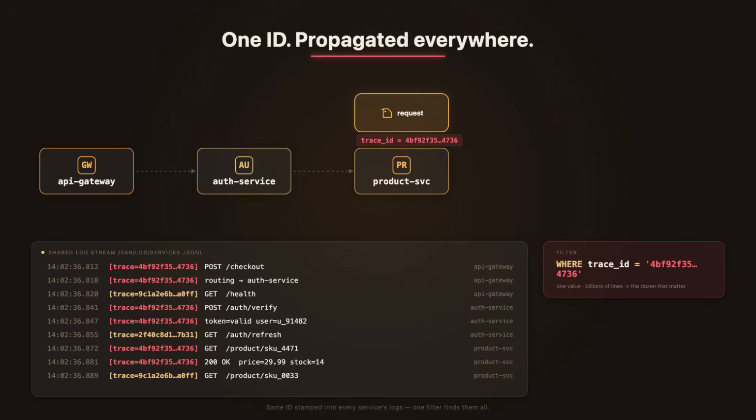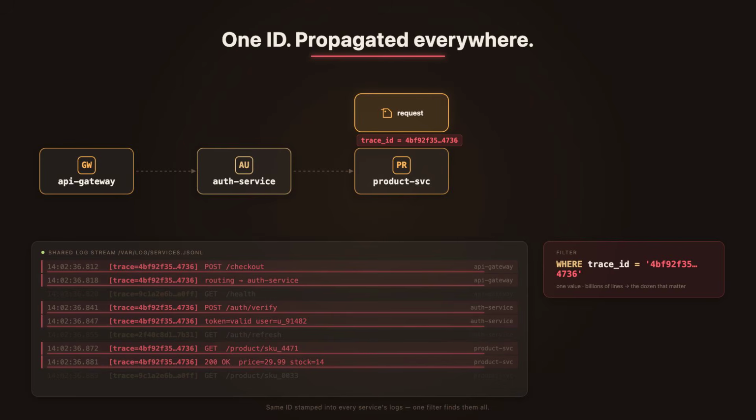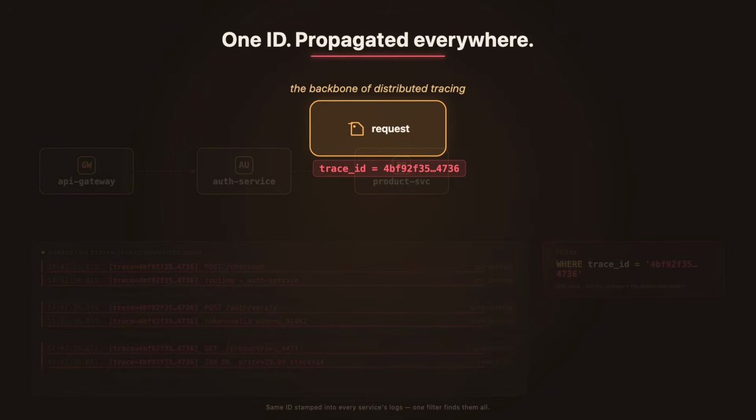Instead of grepping by timestamp and guessing, you filter your logs by one value, this trace ID. And suddenly, out of a billion log lines a day, you get back the dozen lines that describe this one user's click. From the first byte that hit your gateway to the last byte sent back. One ID, propagated everywhere. That's the backbone of distributed tracing.